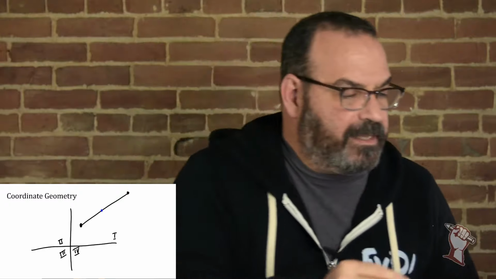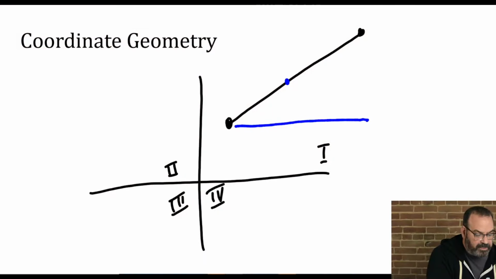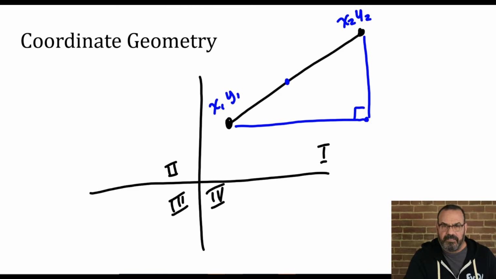The distance formula is very interesting in that if you break the distance formula into the change of x and the change in y, you will notice that if we call this point x1, y1, and x2, y2, the distance formula looks like a right triangle because it is. It's measuring the length of the hypotenuse.